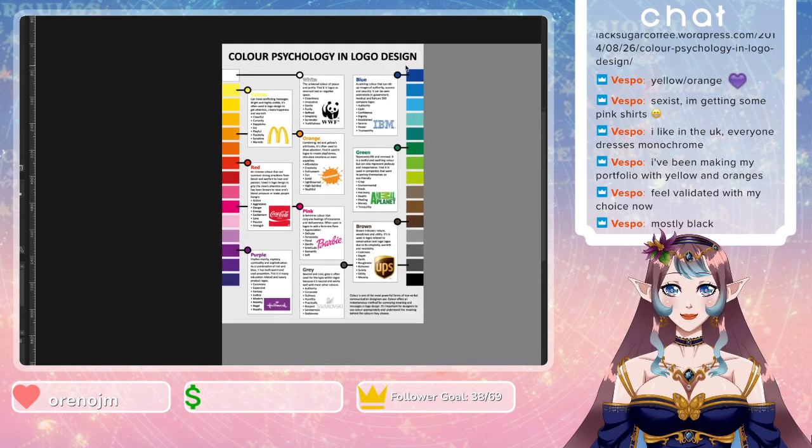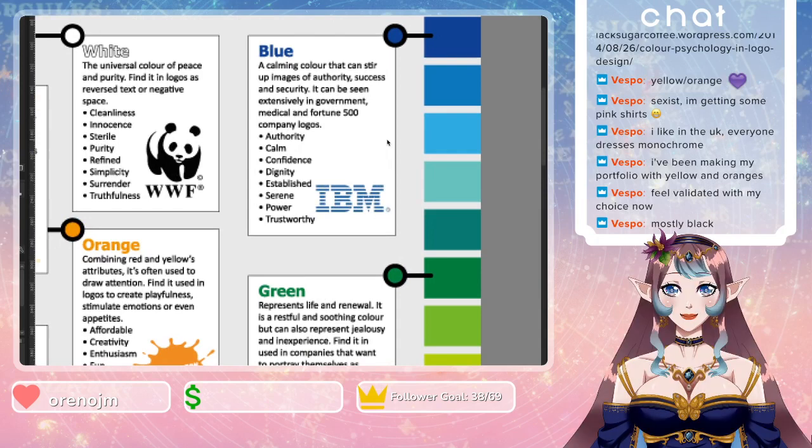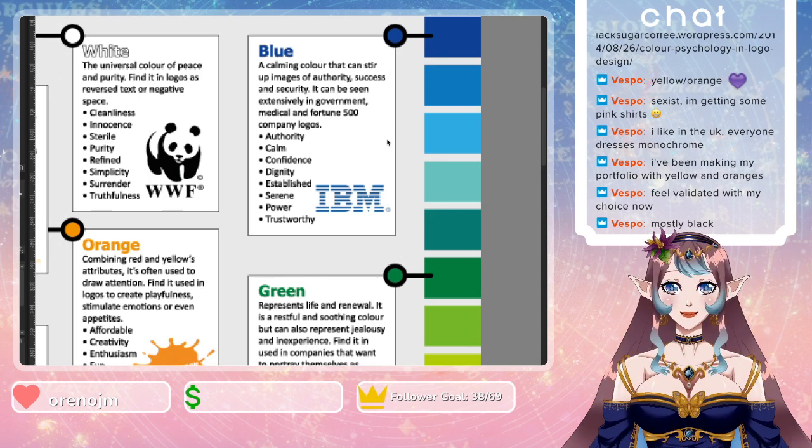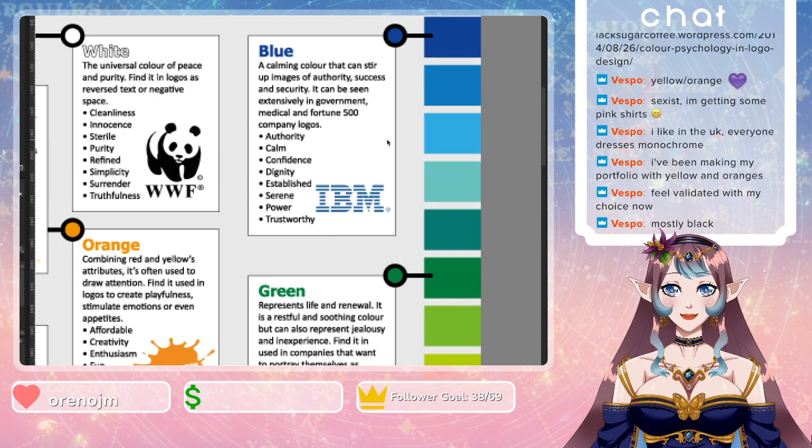Then going to blue. Blue is a calming color that can stir up images of authority, success, and security. It can be seen extensively in government, medical, and Fortune 500 company logos. Because it's trustworthy, it has authority. It's calming, it's serious, it's not up to any funny business. So like the IBM logo.